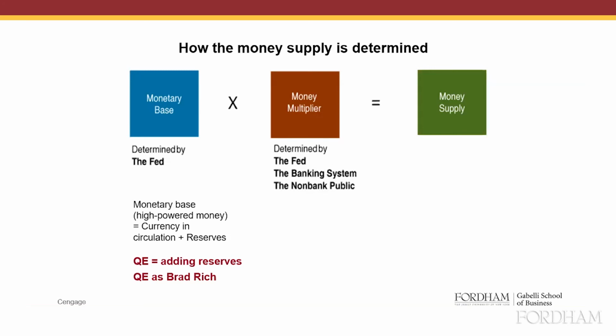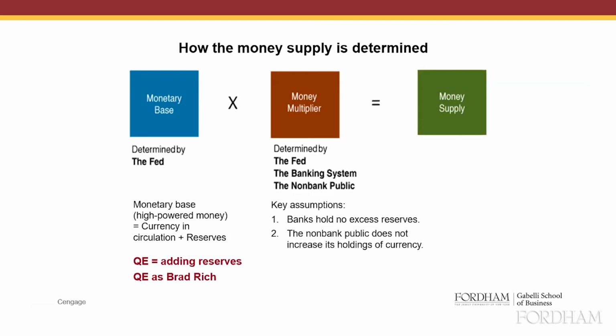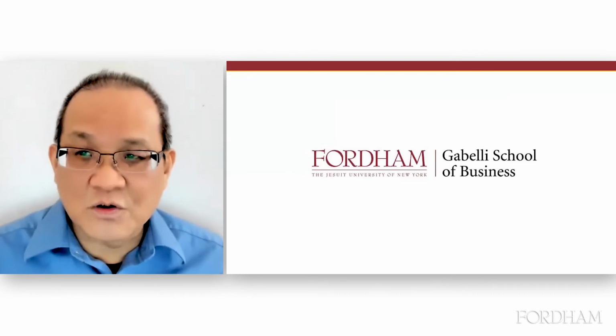On the money multiplier side, this is determined by the Fed because the Fed can decide on the reserve requirement ratio. It depends on the banking system. The banks must be willing to lend. And it depends on the non-banking public. The public, households, or businesses must be willing to borrow. So the key assumption here is that banks hold no excess reserve, and the non-bank public does not increase its holdings of currency. It's important to bear in mind that we need Connie Jones to borrow money and to spend. And this is how we get our M1. This concludes this module.